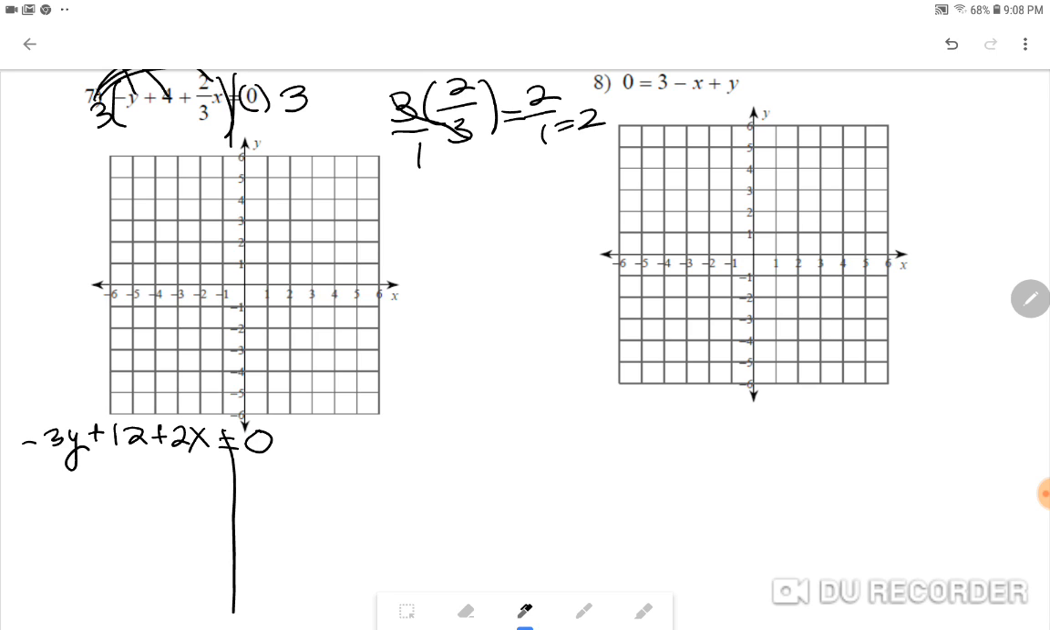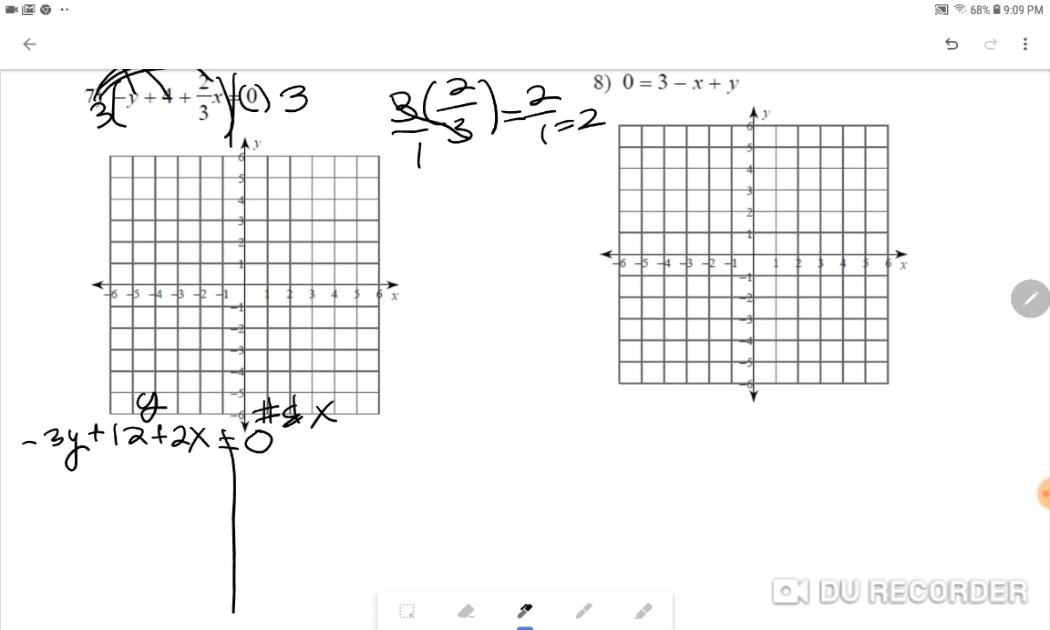Step number 2 is combine like terms. On the left side, they cannot be combined because they're not like terms, they're all different. Now the right side, I can't combine anything because there's nothing in there. Step number 3 is separate y's and everything else. In this problem, the y is on the left. So on the left side, I'm going to put the y's. And on the right hand side, I would like to have numbers and x's.